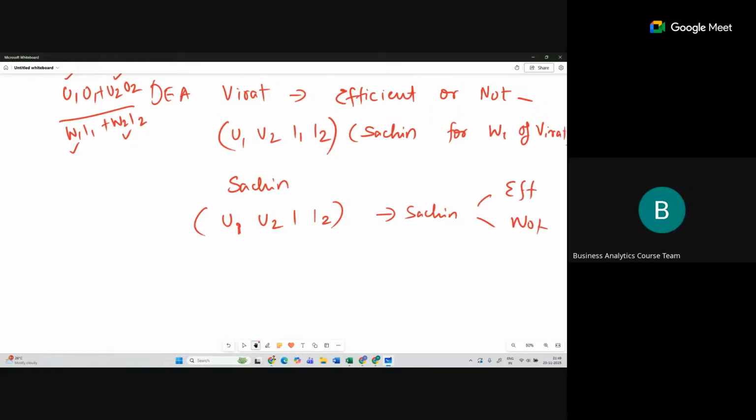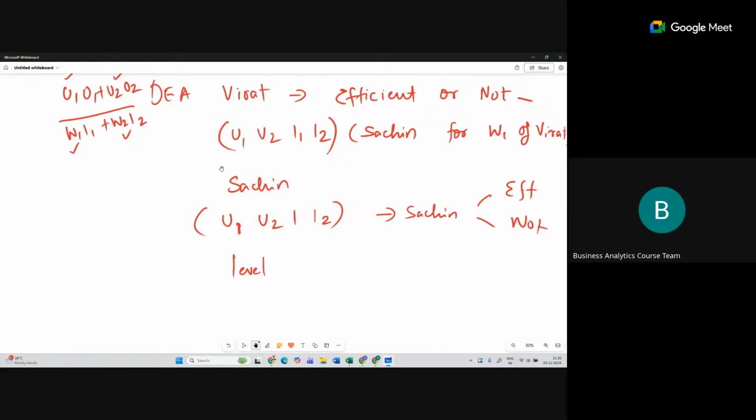And then using the same weight, you can again go to Virat and check whether he is efficient for the metrics of Sachin. You can go to Dravid and check whether Dravid is efficient or not for the weights of Sachin. So now what are we trying to do? We are leveling the game. It is no more apple to orange comparison. It is apple to apple comparison.